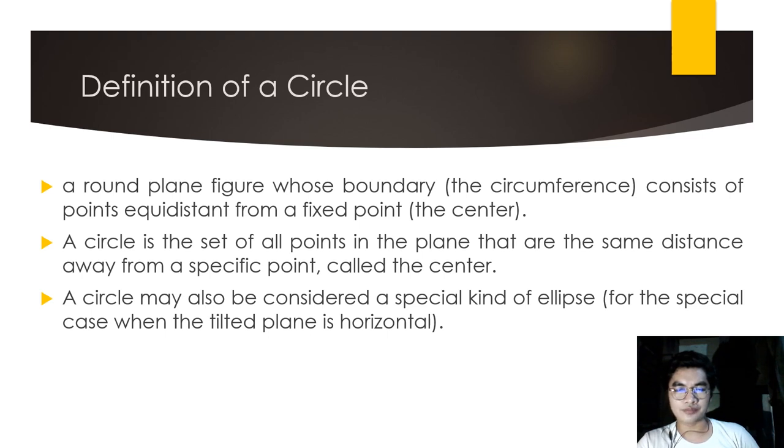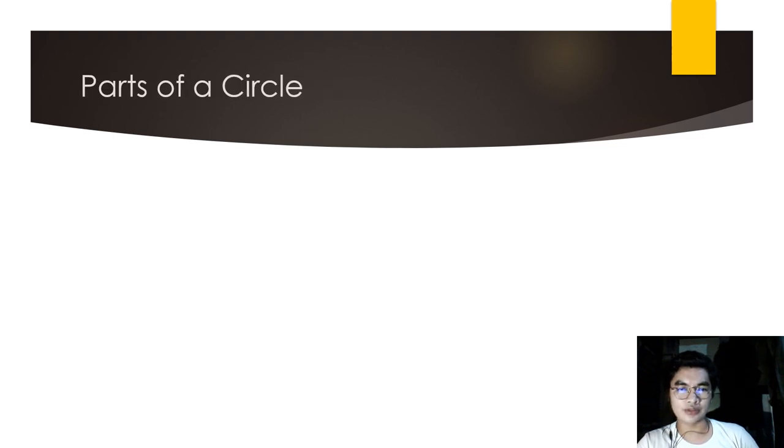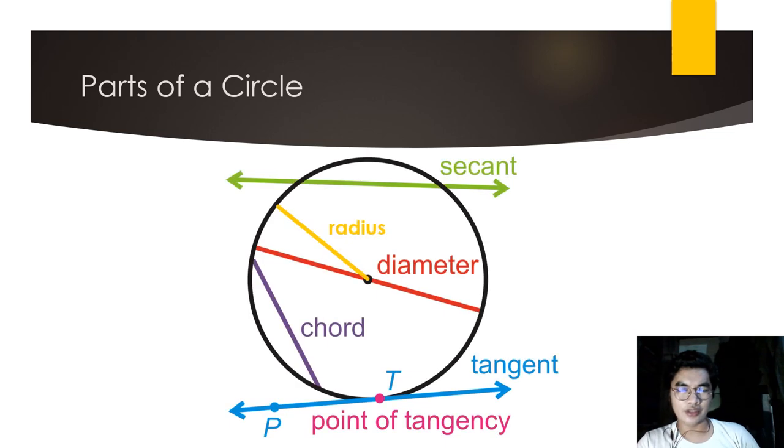Now let me discuss the parts of a circle. Let's start with the center of the circle. The center is the black dot here in the figure.